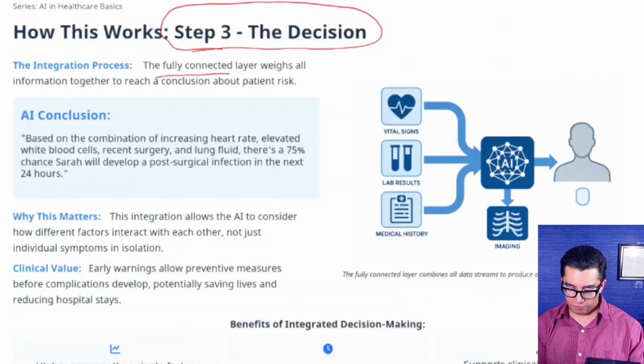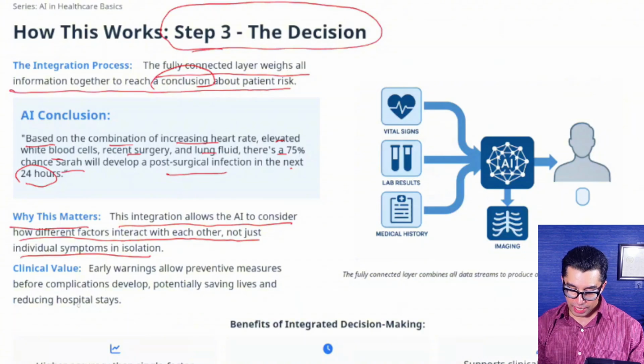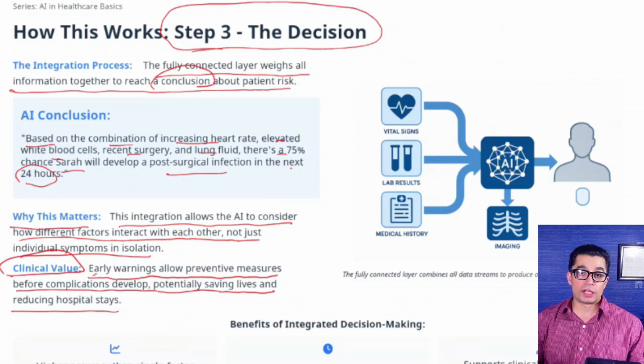So the fully connected layer weighs all information together to reach a conclusion about the patient. And what we talked about, based on the combination of increasing heart rate, elevated blood cells, recent surgery, fluid, there's a 75% chance that she may be developing a post-surgical infection in the next 24 hours. So why does this matter? This integration allows AI to consider how different factors interact with each other, not just individual symptoms in isolation, as we discussed. And clinical value, it could be an early warning, allowing preventative measures before complications develop, potentially saving lives and reducing length of stay.